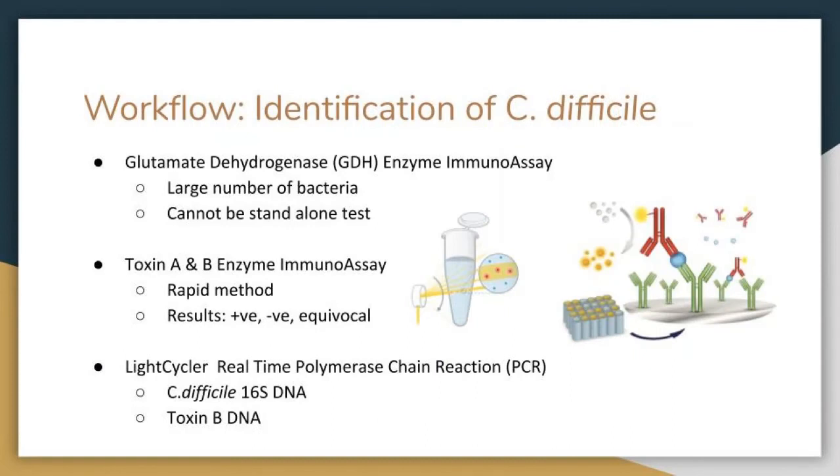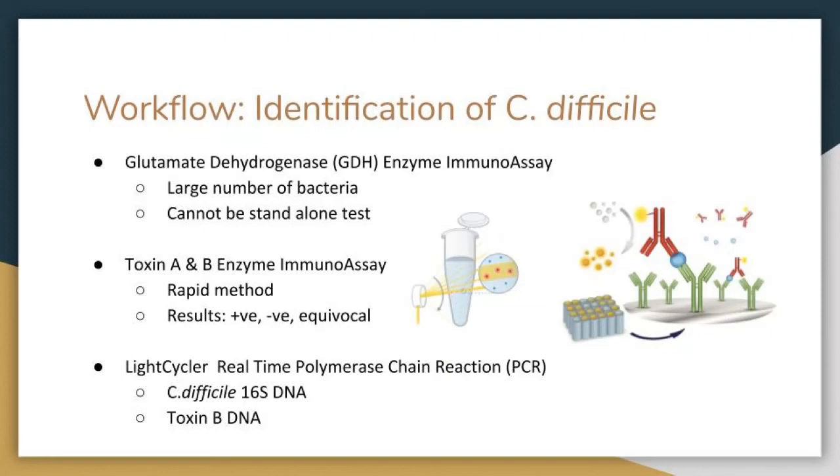Glutamate dehydrogenase enzyme immunoassay tests for the glutamate dehydrogenase, which is a metabolic enzyme found in all ribotypes of C. diff. This test is used to identify a large number of the bacteria in the gastrointestinal tract. However, it cannot be used as a standalone test to confirm the presence of toxigenic strains. Toxins A and B by enzyme immunoassay are used as the rapid method for detection of C. diff. This method tests for the presence of the toxins. The results, however, need to be compared to that of the GDH results, as there is not only a positive or negative, but it may be equivocal.